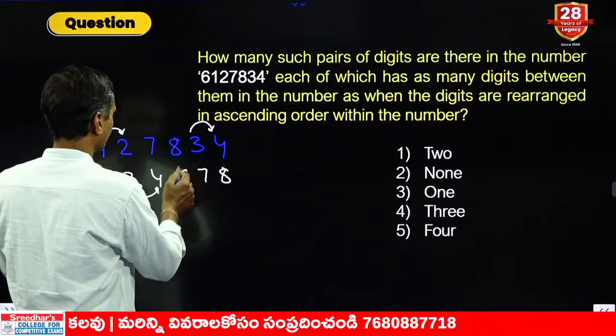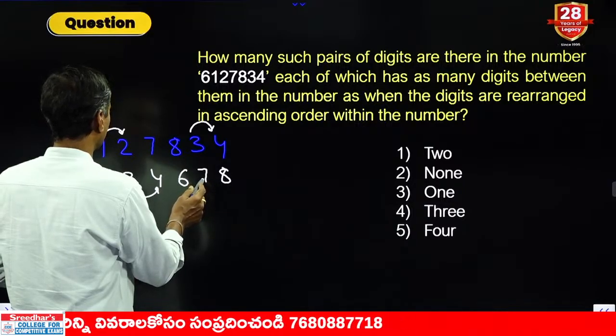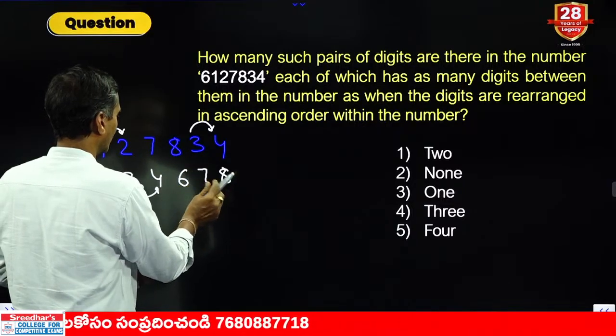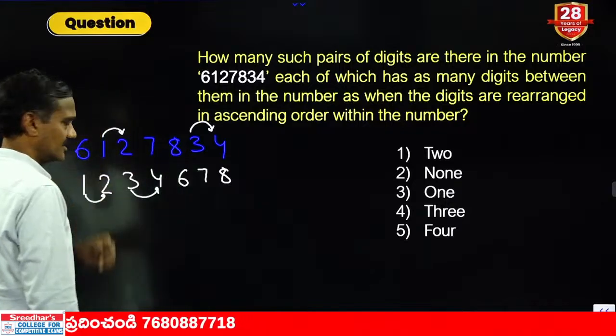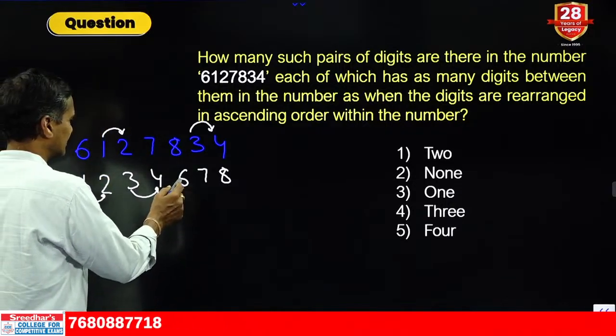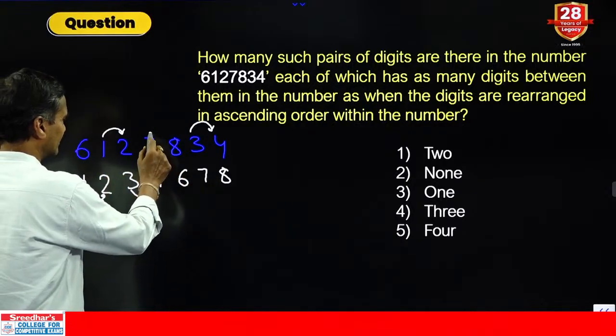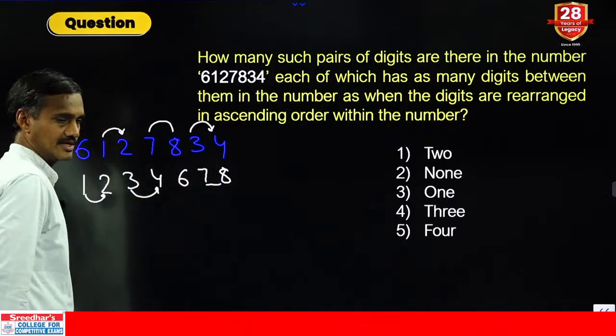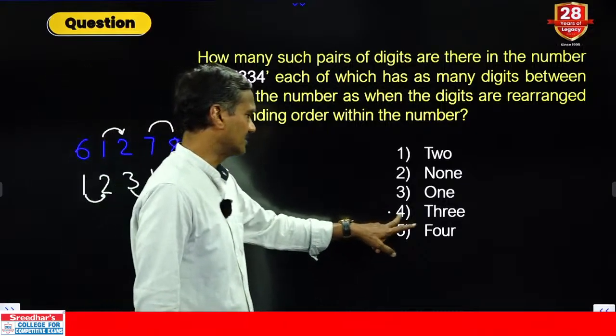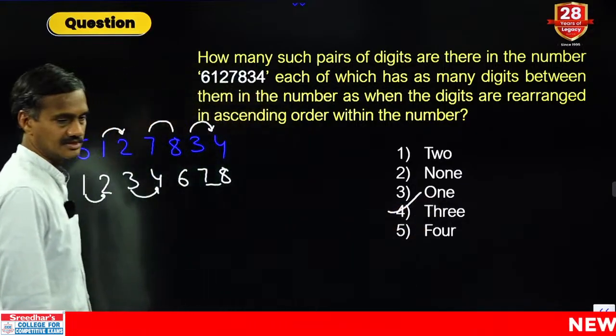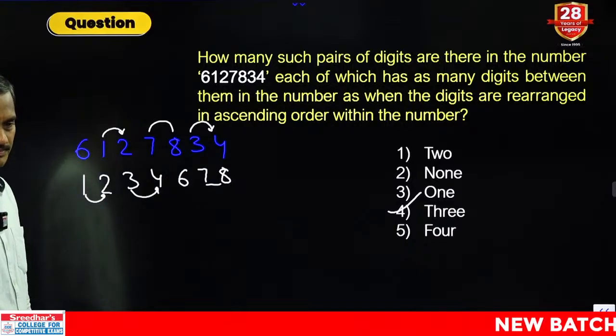And 4 and 6, more than 1. And 4 and 7, 1. Here there are 2. 4 and 8, there are 3. Here there is 1, and that is also ruled out. And 6 and 7, no. And 7 and 8, there is 1. Here also there is 1. So how many pairs do we have? 3 pairs. 3 is the choice for question number 10. Clear?